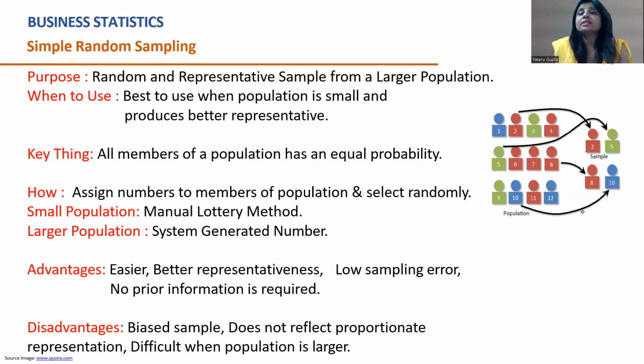You can see this example. I have put 1, 2, 3, 4, 5, 6, 7, 8, 9, 10, 11, 12. There are 12 members. I just assign the numbers and then randomly select, and whatever comes in the end, that is my sample.